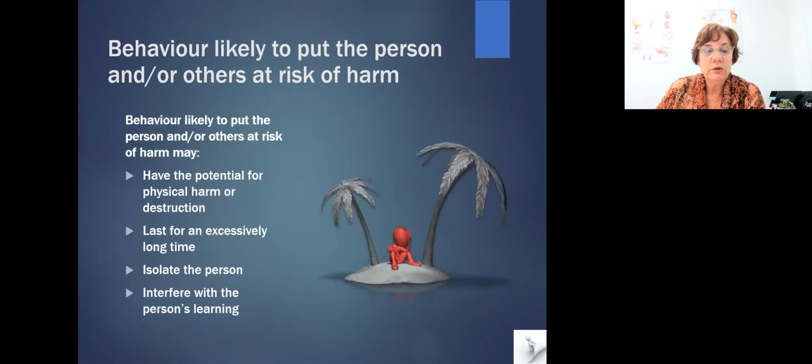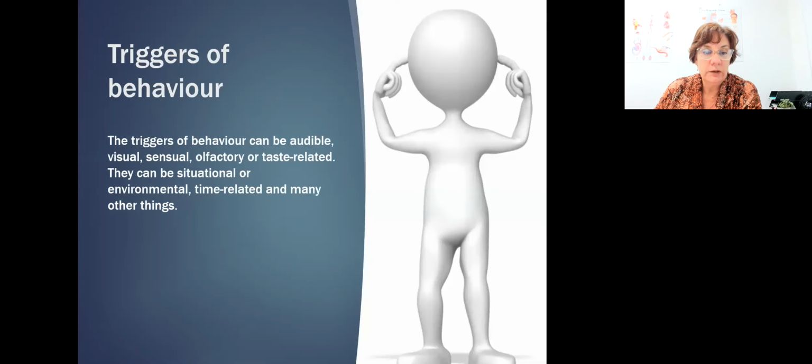Behavior is likely to put the person or others at risk of harm. So this type of behavior that is likely to put the person or others at risk or harm will have the potential for physical harm or destruction, or might last an excessively long time. It might also isolate the person or interfere with the person being able to learn new things. Quite often, there are some triggers. These triggers can be audible, visual, sensory, olfactory, taste related, or can be situational or environmental, could be time related, or many other things.